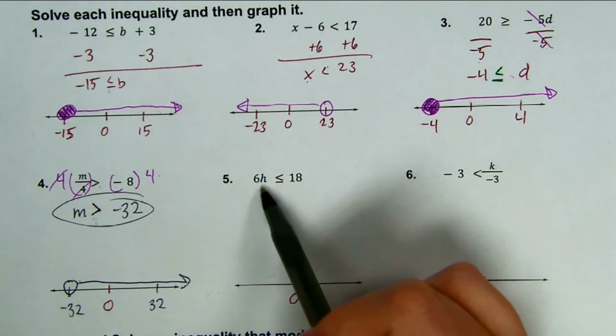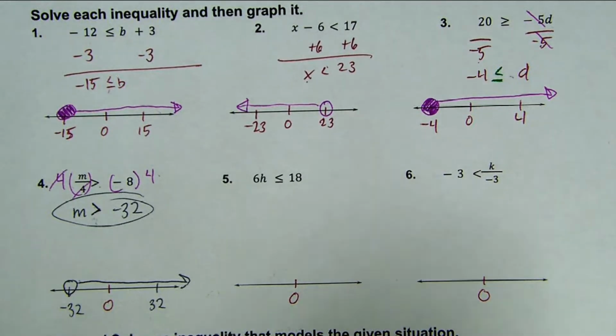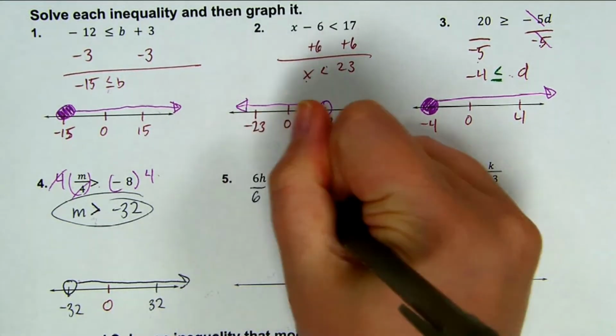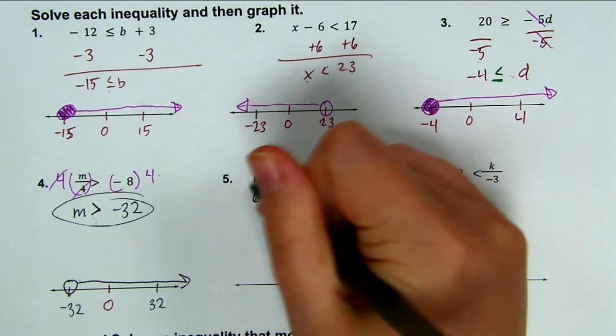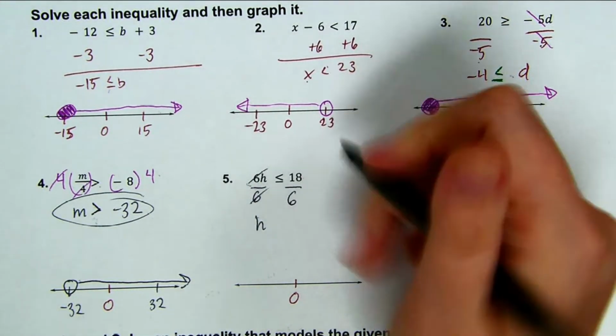Here, 6h is less than or equal to 18. We can go ahead and solve this by getting rid of the 6. So we can do that by dividing both sides by positive 6. 6 divided by 6 will cancel out, so we have h on one side. On the other side, 18 divided by 6 will give us 3.